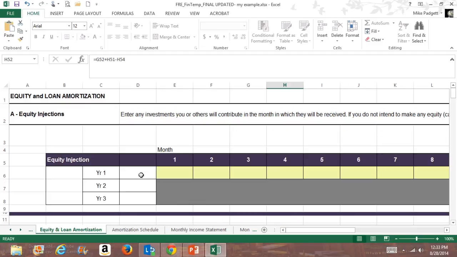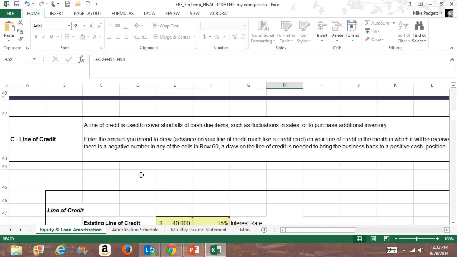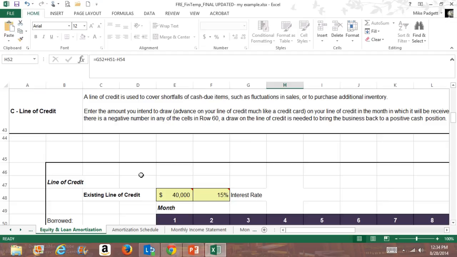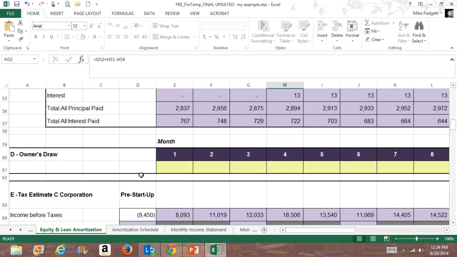So looking at equity and loan amortization, the only things that we're going to fill out in this section would be C, your line of credit, and D, your owner's draw. So we did put the owner's draw in one of our last sheets, but it wasn't linked to anything else. So you would have to come back again and say, okay, I'm going to pay myself $2,000 every month, and I need to fill that in here. So you'd want to fill that in.